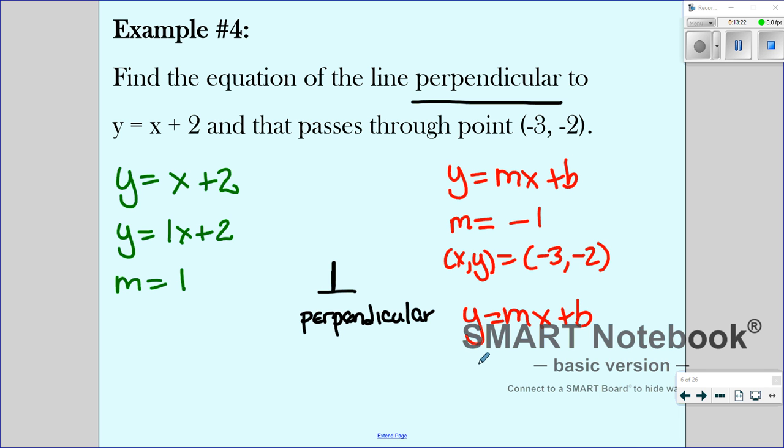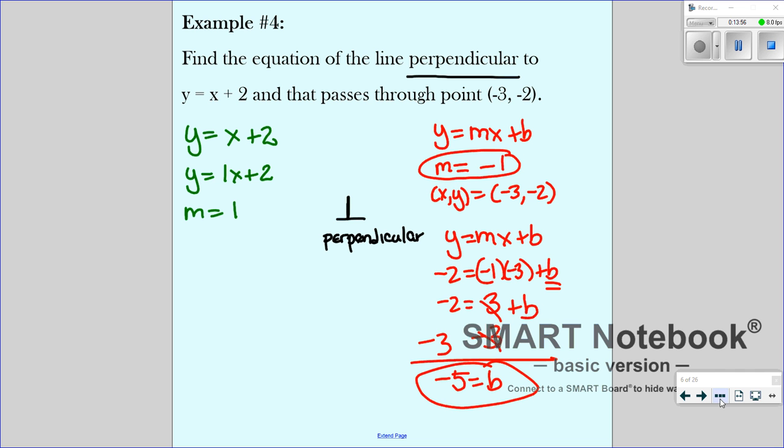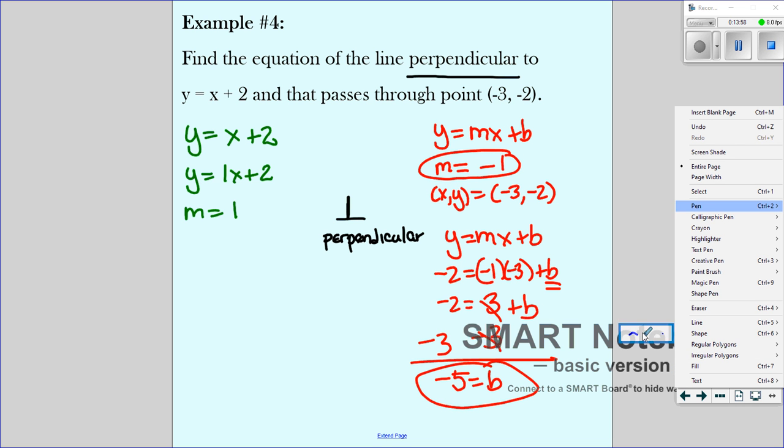So then, let's see, -2 is y, m is -1 times -3, which is x, and then b is what we're looking for. We simplify, so that'll give us 3 plus b, and then we subtract 3 on both sides. We get -5 as our b. So now we have our m, which is perpendicular to the slope of the other line, and then we have our b, and then we're going to plug it into our new line.